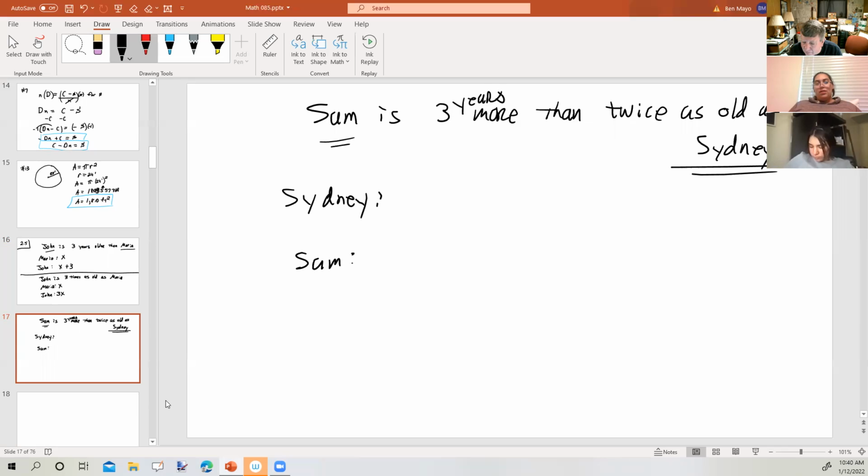The person being compared to, the object being compared to, whatever it is, let that be the variable. Sam is 3 years more than twice as old as Sydney. Well, if Sydney is X, twice x would be that, and 3 years more than twice x would be that. We okay with that comparison?